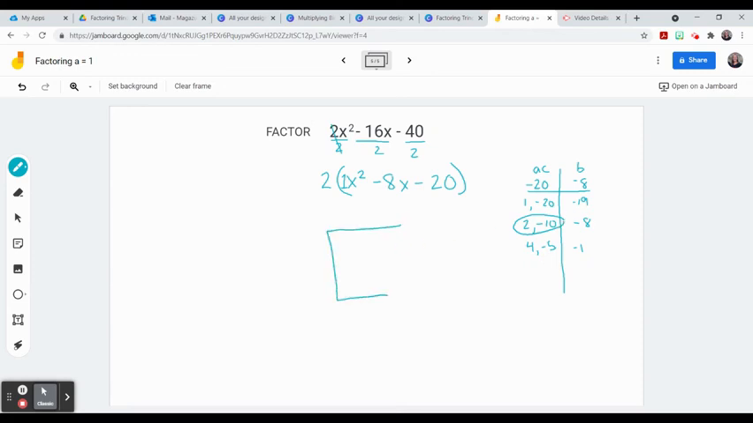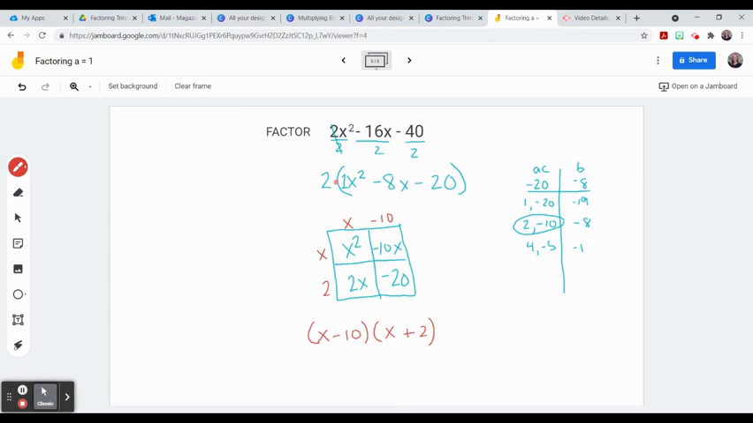I rock my area model. Boom, boom. I have an x squared. I have negative 20. I have 2x, and I have negative 10x. I pull my common factors from each column. So it would be x and negative 10. Here would be x and 2. X minus 10, x plus 2.